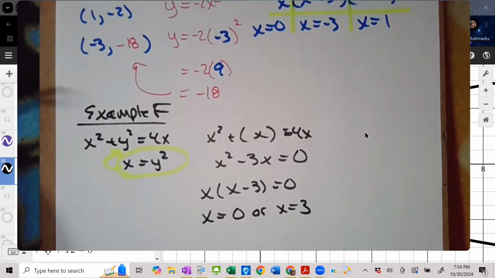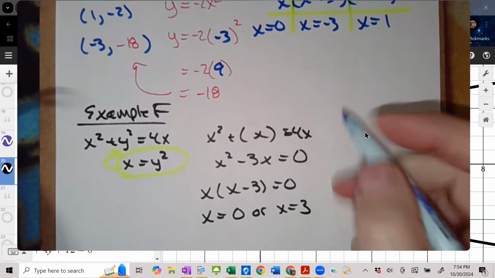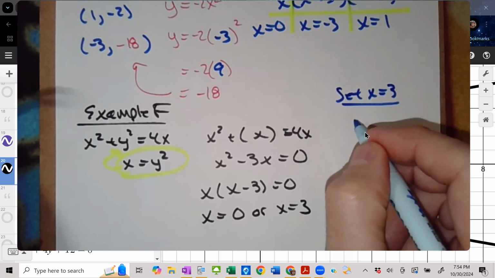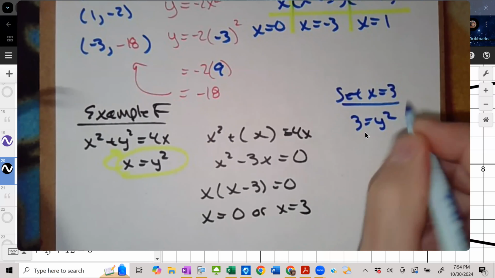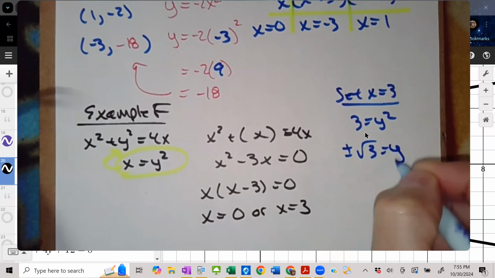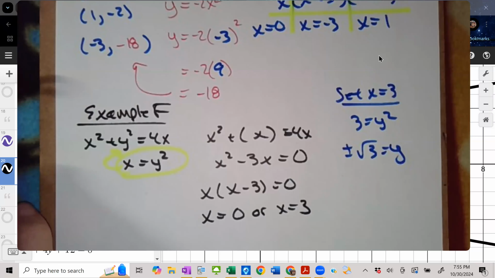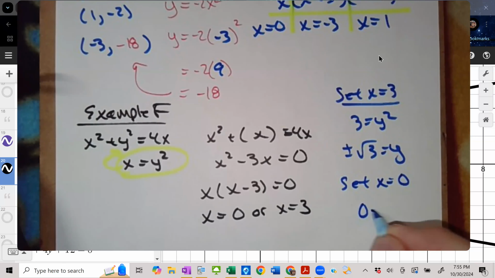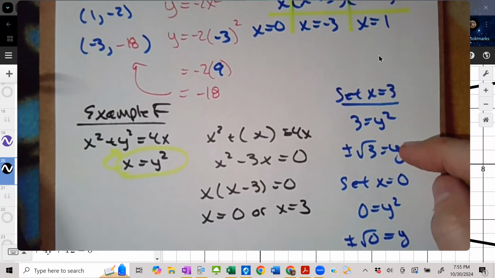For your x coordinates, you need to find the associated y coordinates. Let's do that up here. I'm going to start by setting x equal to 3. So it's going to be 3 equals y squared. So plus or minus square root of 3 equals y. And maybe you're getting used to the decimal value of square root of 3, about 1.732. What if I set x equals 0? Well, then I get 0 equals y squared. There's no plus and minus 0. It's just 0. So you're only getting one solution here, whereas here we got two solutions.